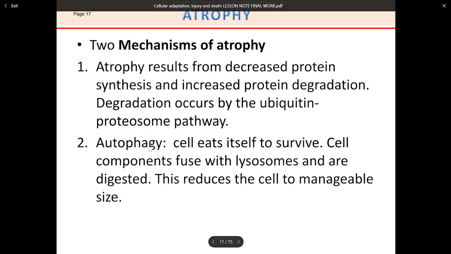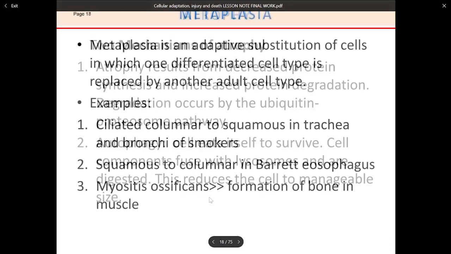And the second mechanism is autophagy. The cell eats itself to survive. Cell components fuse with lysosomes and are digested. This reduces the cell to a manageable size.